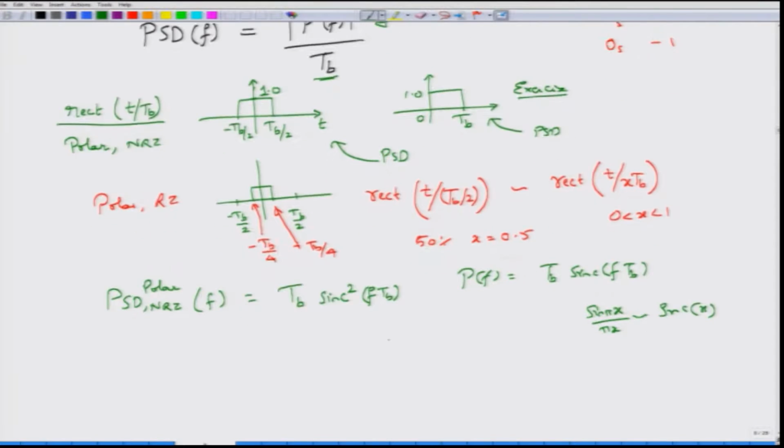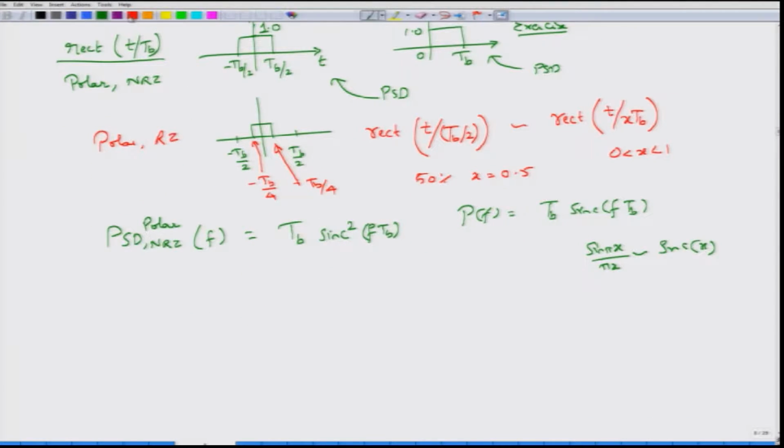Okay. Let us also look at what you would get for the PSD of a polar format but RZ. Since the rectangular function has a duration of Tb by 2, or in general a duration of x into Tb, the corresponding Fourier transform here will be x Tb sinc f x Tb. Okay. And then when you square it, obviously this will be Tb squared, but there is a Tb in the denominator for the power spectral density. So, this will become x squared Tb, okay, and then you have sinc squared f x Tb.